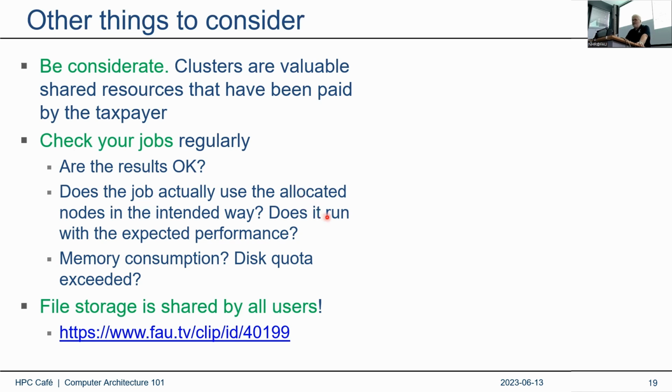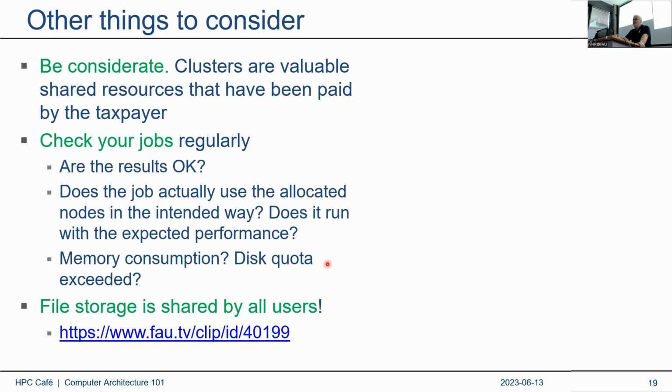Does the job actually use the allocated nodes in the intended way? A very common problem we see is that people allocate n nodes and only use 1, or even only 1 core. That's a waste of resources. You may not notice because it still gets you the result that you wanted, but it uses much more resources that you or somebody else could use.